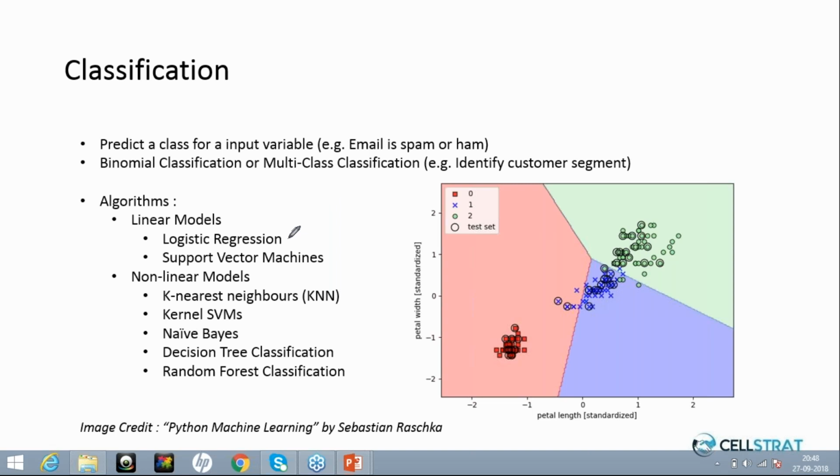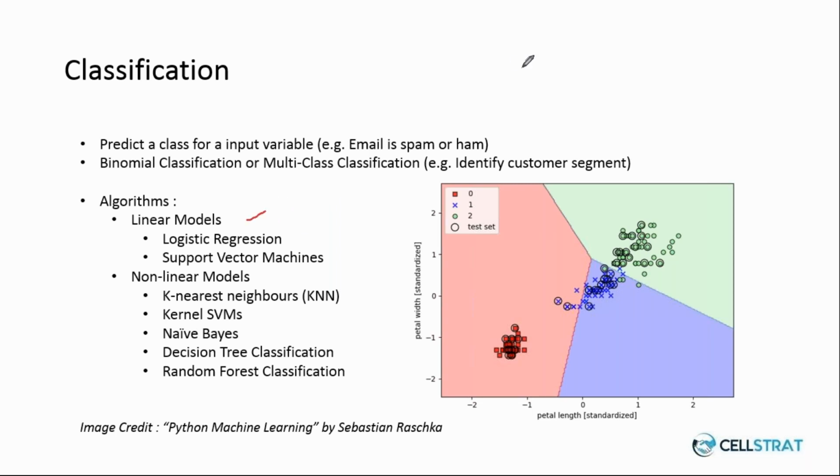There are two kinds of models. There can be linear models. What does linear model mean? Something which finds a straight line between two classes of samples. So a linear model finds a straight line classifier between two kinds of data samples, class A and class B. So this is a linear classifier.